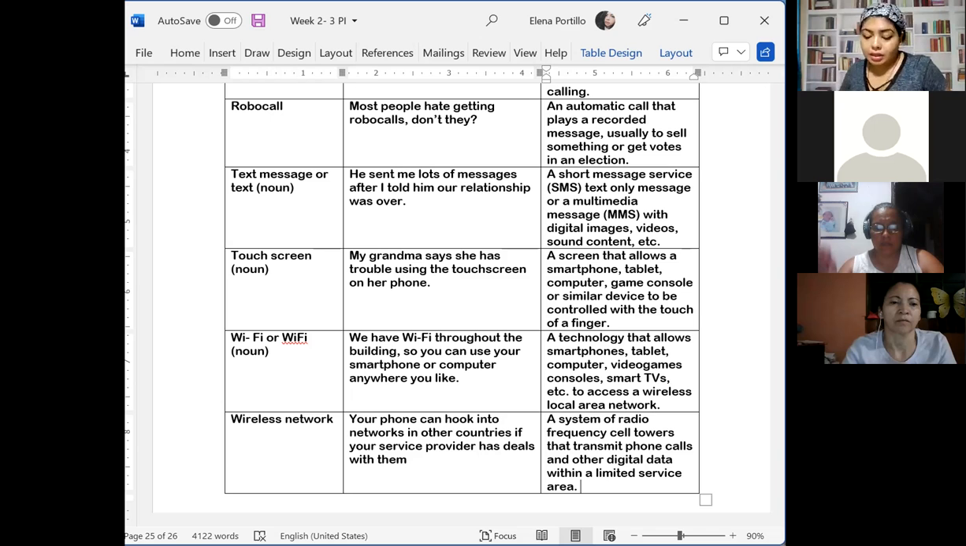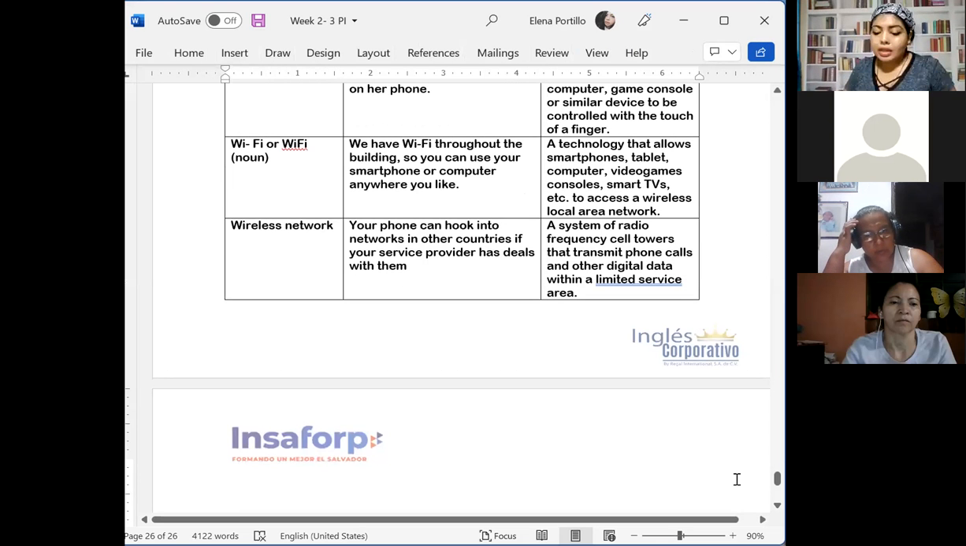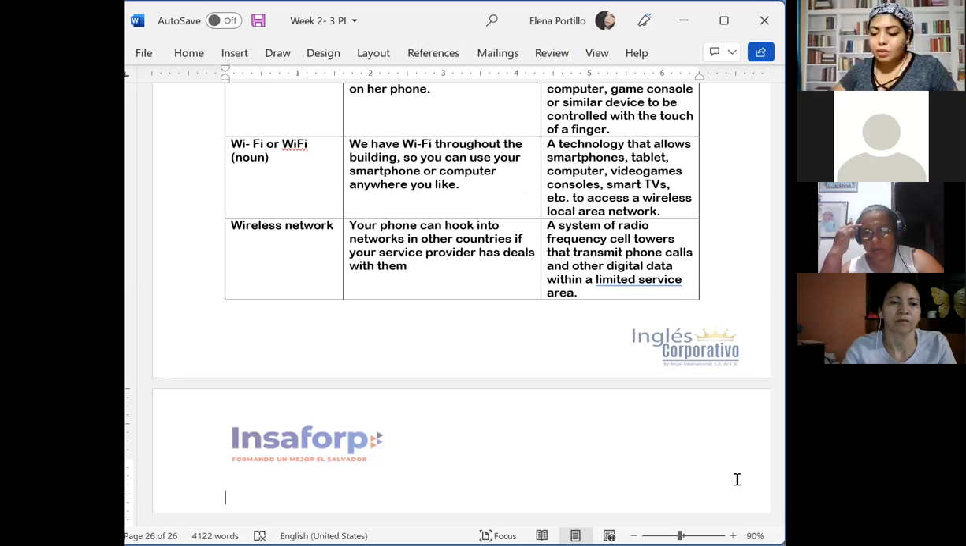Now we are going to end this part of the vocabulary, and we are going to continue with another part of this topic, that is the telephone English phrases. But in this case, we're not going to see it on the screen. We are just going to have this quick review of some phrases that we can use in English.